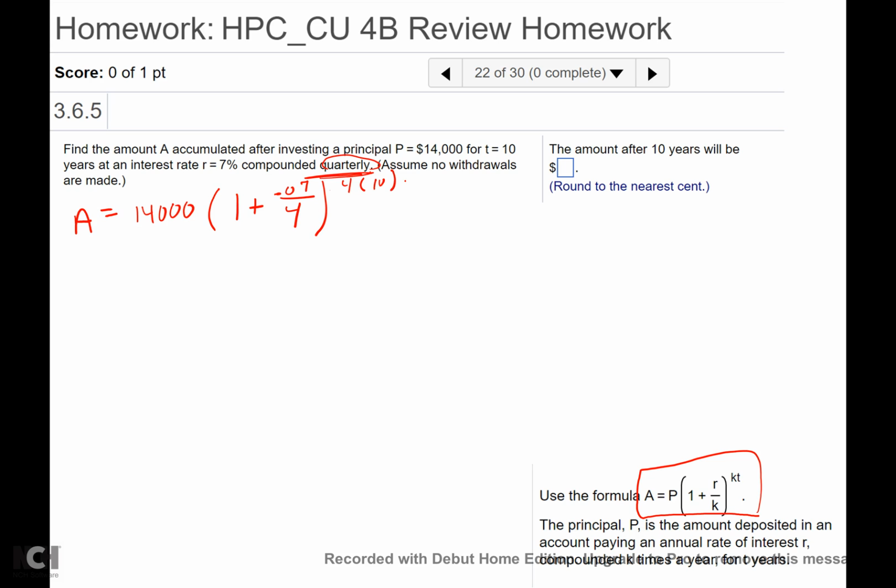Alright, and again, we're going to type this in. I like to do the middle first, so if I do 1 plus 0.07 divided by 4, I get 1.0175. So 14,000 times 1.0175 to the 40th. Now if I type that carefully, 14,000 parentheses 1.0175 parentheses caret 40, I get $28,022.36.